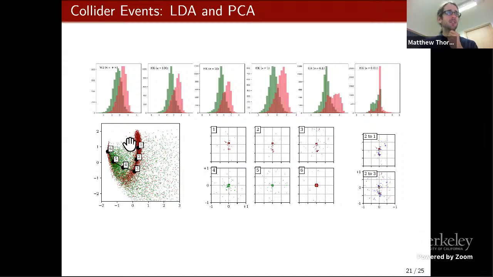It's also interesting to note where we do badly, which is actually reasonable. If we follow this trajectory here, we can see that 1, 2, and 3 are all the W boson jets, and we have two quite big particles surrounded by small particles.